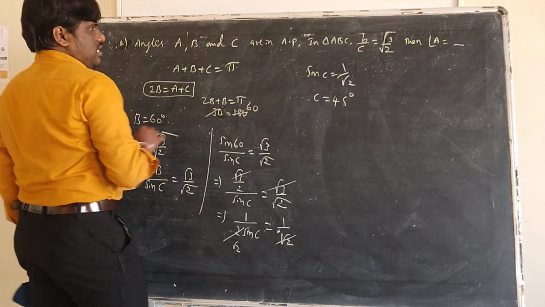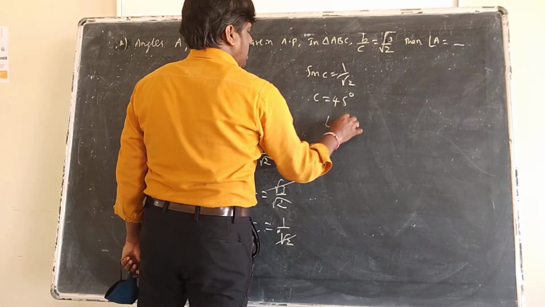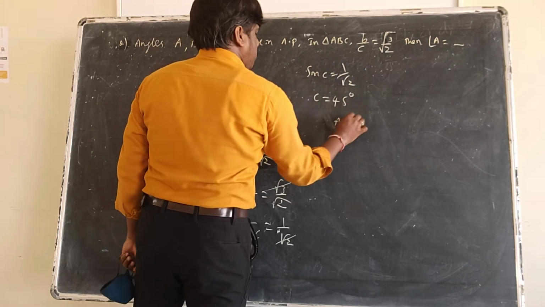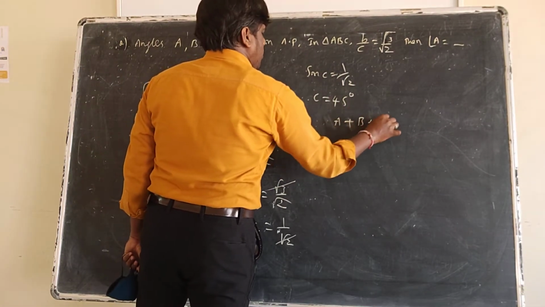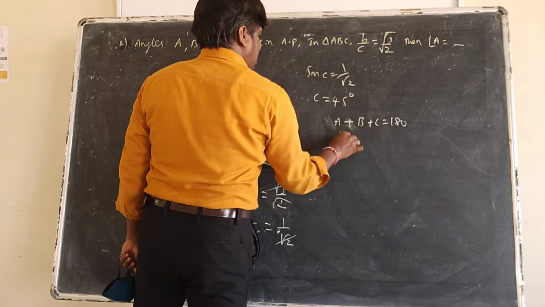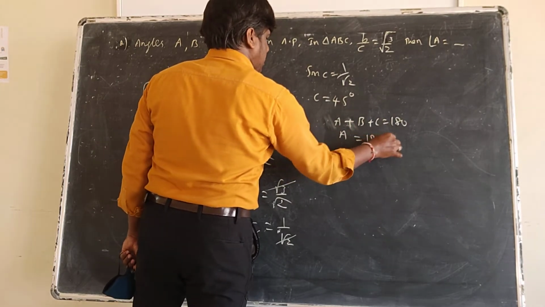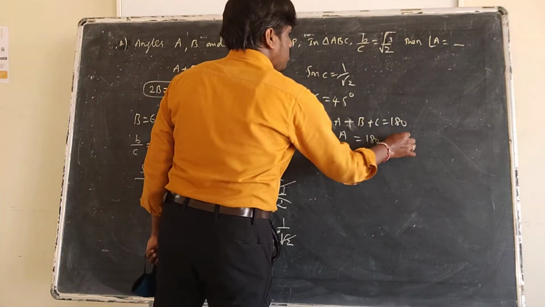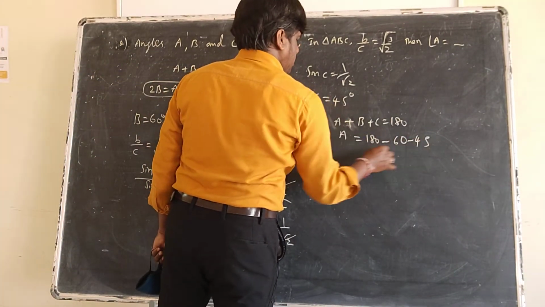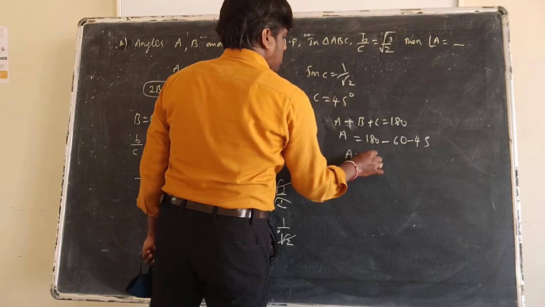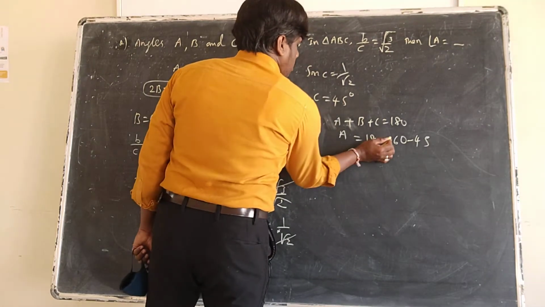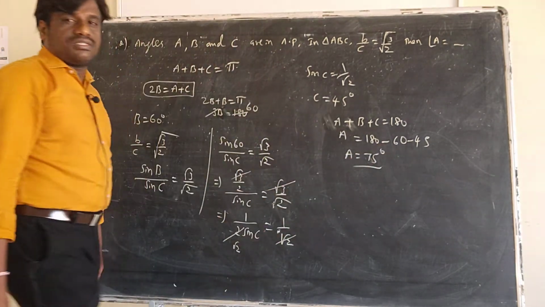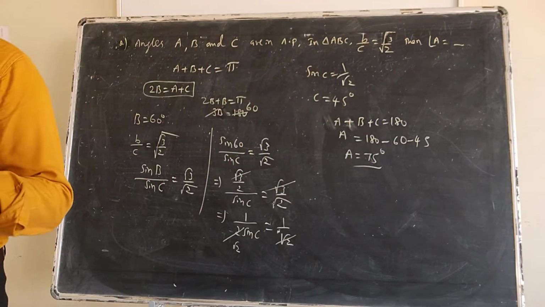B value is 60 degrees. He is asking to find angle A. Angle A is how much? You know that A plus B plus C is equal to 180 degrees. And A is equal to 180 minus B minus C. B is how much? 60 degrees. And C is how much? 45 degrees. So A is equal to how much? This is 105, so 75 degrees. So this was disconnected, that's why I explained it.